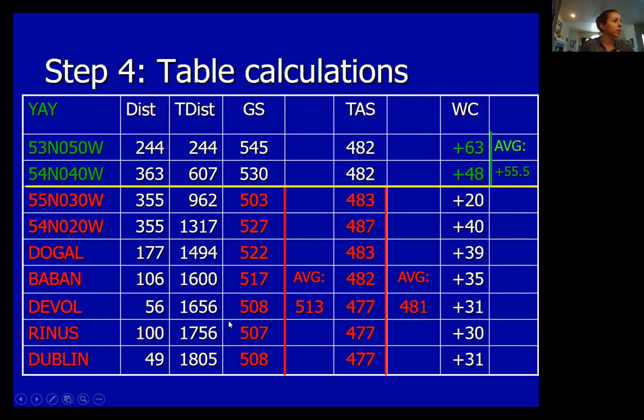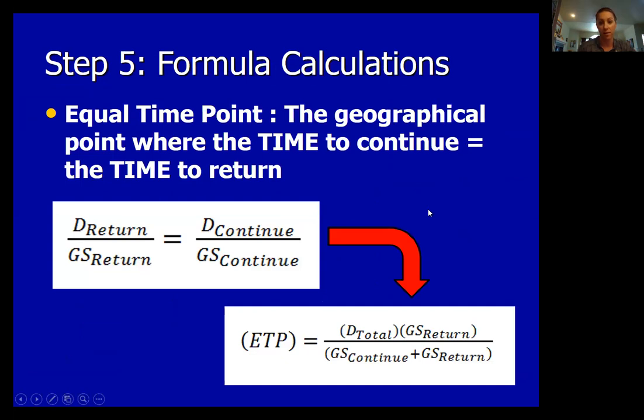So ground speed forward is here, ground speed forward is here. This is the average ground speed forward. This is the average true airspeed forward, 481. Okay, nothing in white matters to you on a slide. I repeat, you could basically take a big Sharpie and X out these things in white, because you're not using those in your calculation. You will, however, use this average wind, which we've figured out is 55.5 knots plus. So when we go to our calculation, we're going to have to make it a minus.